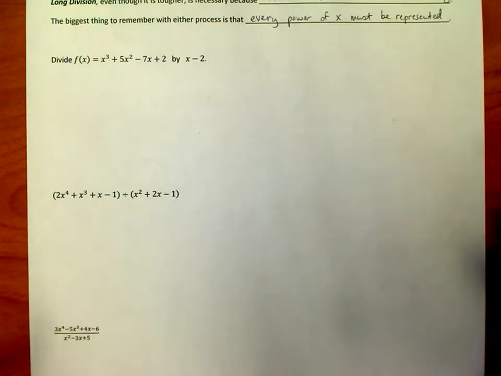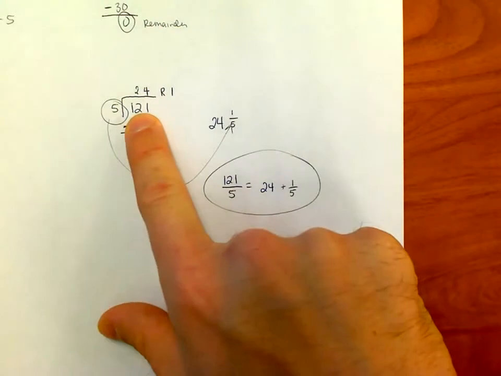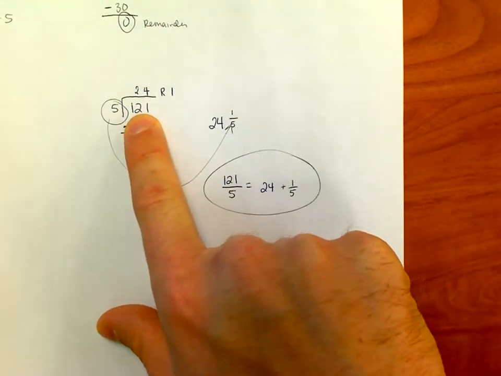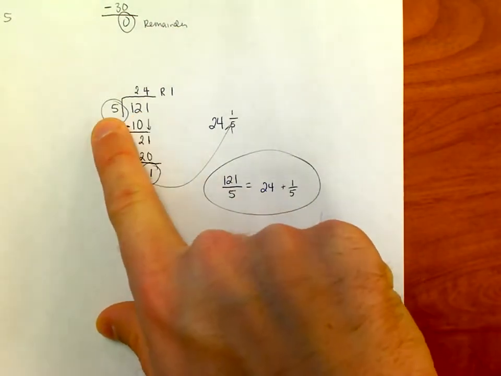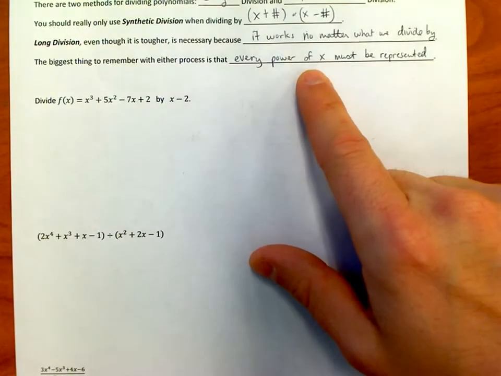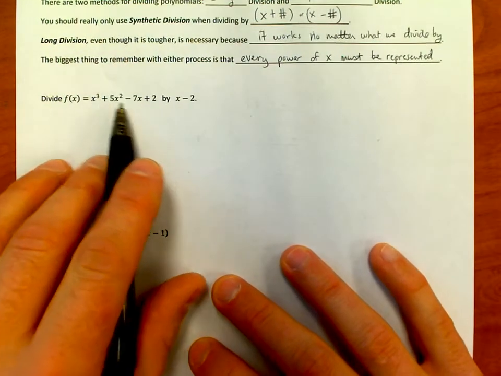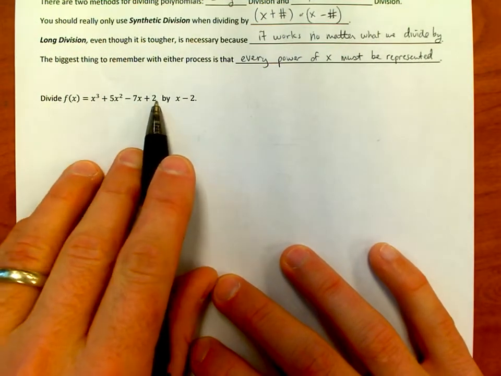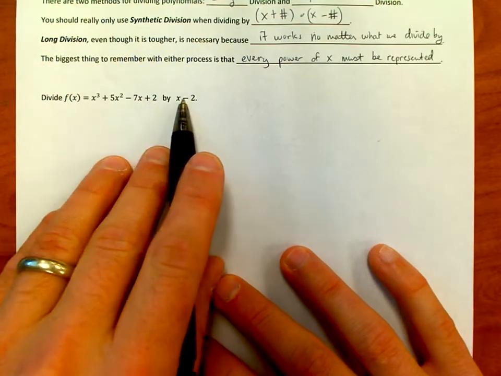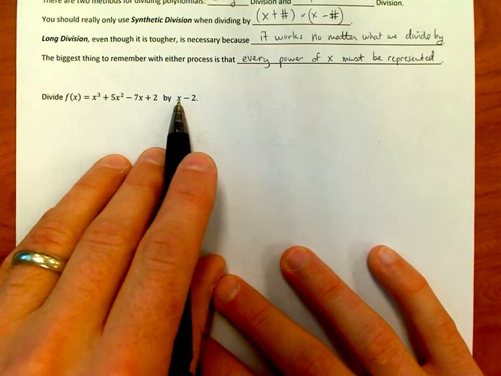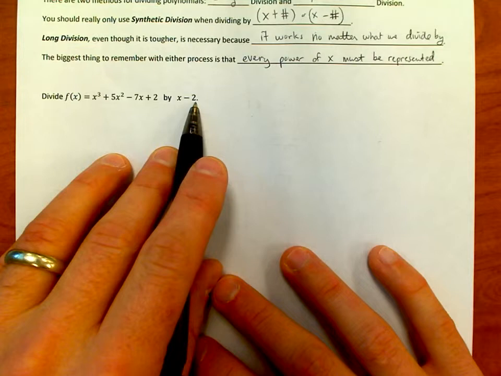Whenever I divide something, just like I did in the last video, remember, we write it with the thing that we want to divide inside the division sign. That's the numerator. The denominator goes on the outside. And the biggest thing here is that every power of x must be represented. So as I go along, look at this. I'm going to divide the top. I have cubes, squares, first power, constant. So I'm good there. Here, I have first power, constant. So I'm good there. Okay?